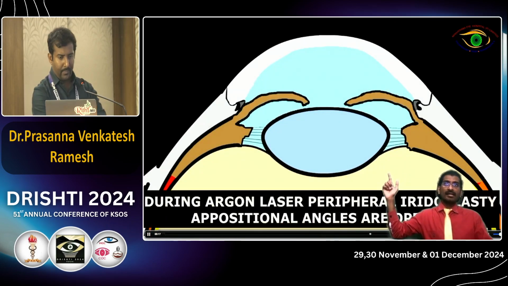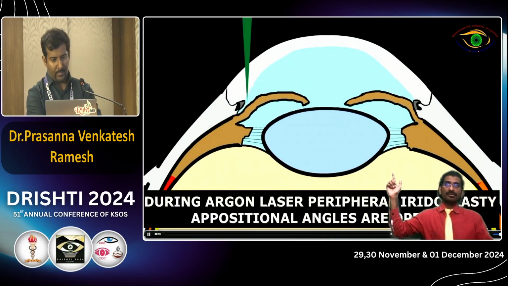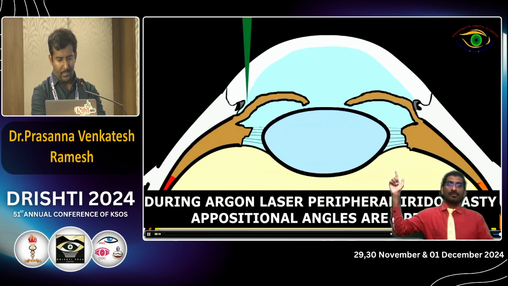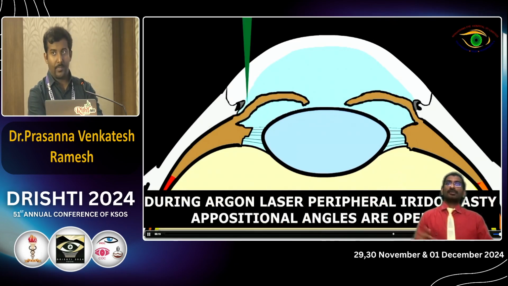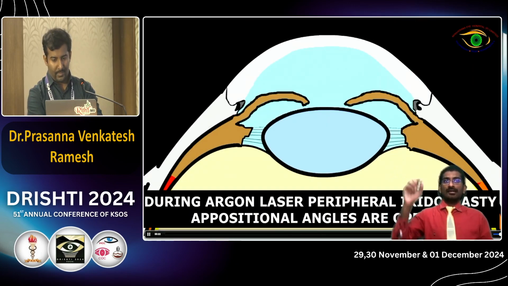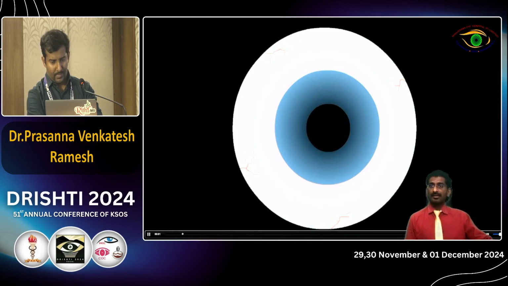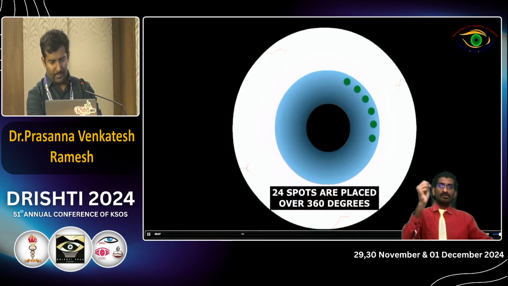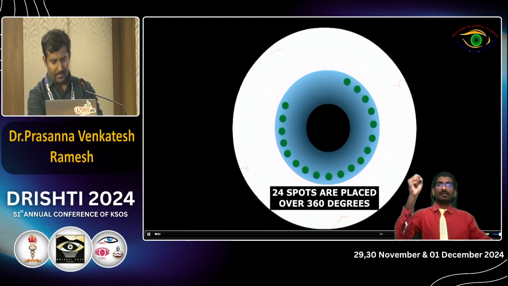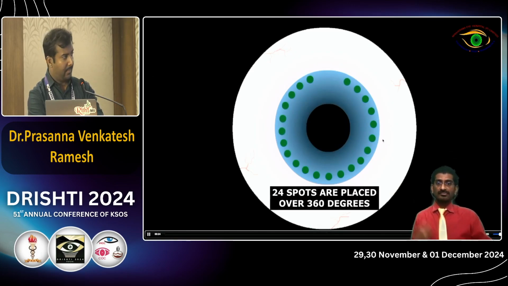And once an ALPI is done, as you can see here, see how it beautifully opens up. So this is an ALPI. Once it is done, see how it is opening up. So an argon laser peripheral iridoplasty, when delivered, opens up beautifully. And can we see it from a front on view? Yes, we can. The 24 spots over 360 degrees are placed, and you can see the beautiful ALPI procedure from a front on view.